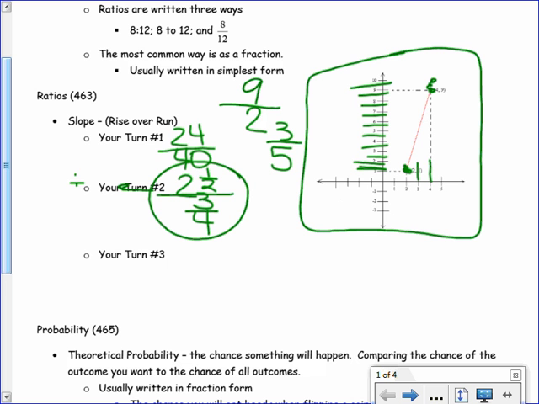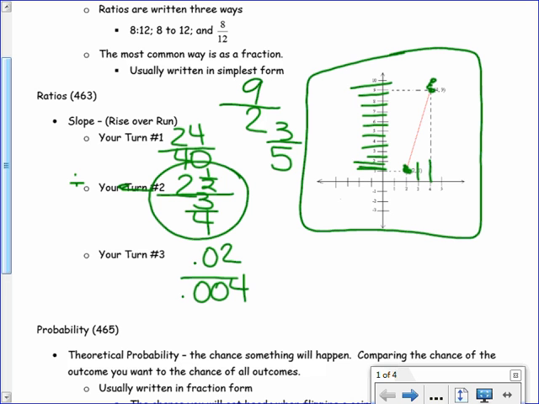Your turn 3. Your turn 3 says an ant weighing 4/1000 of a gram can carry an object weighing up to 2/100 of a gram. Write the ratio of the object's weight to the ant's weight. Okay, so we're going to do object over ant. How much does the object weigh? It says an object weighing up to 2/100. So 0.02 is going to go in the numerator. And then the ant weighs 4/1000. So that is going to go in the denominator.